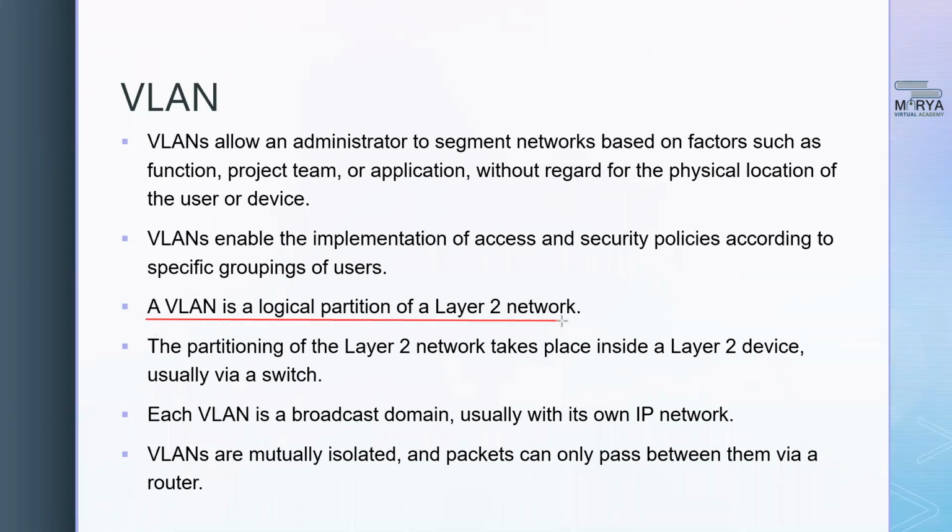A VLAN is a logical partition of a layer 2 switch network. We have an idea about this. The partition of the layer 2 switch network takes place inside layer 2 devices, usually a switch. You don't need any extra device, only layer 2 switches, which are already there in your network. Access them and configure VLANs.